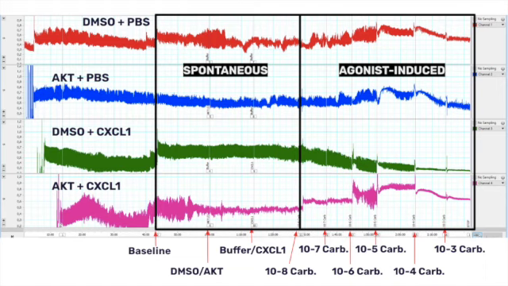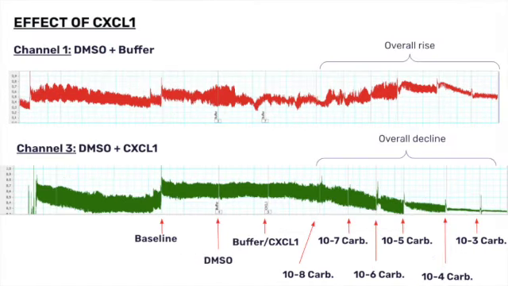Carbachol is an agonist to the acetylcholine receptor, so it is a classical stimulator of contractility. This effect is valid up until 10 to the power of negative 4 concentration, and beyond that, the contractility decreases again. Linda will elaborate more on this shortly. So the part of the experiment with carbachol treatments refers to the agonist-induced contractility, which we can see here. And notice how after each treatment, each channel has its own kind of graphical change, indicated by the arrows at the bottom. For now, I want to focus your attention on channel 1 and channel 3.